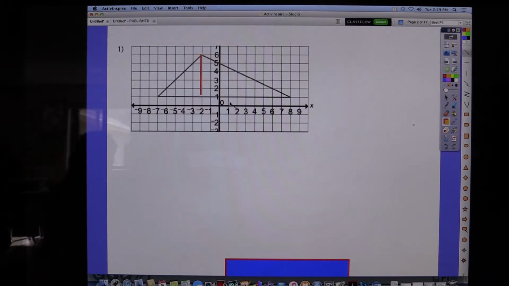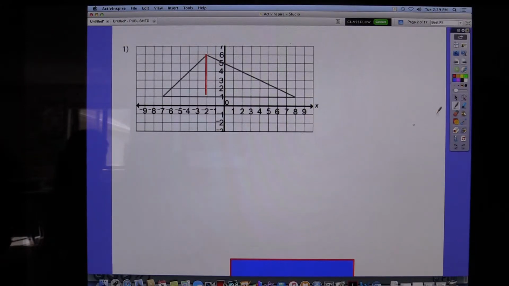I have a triangle. So let's go ahead and look at the formula for finding the area of a triangle. I would say in my formula, area equals 1/2 base times height.